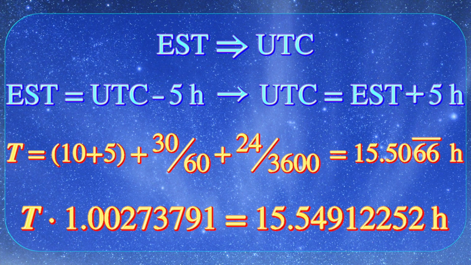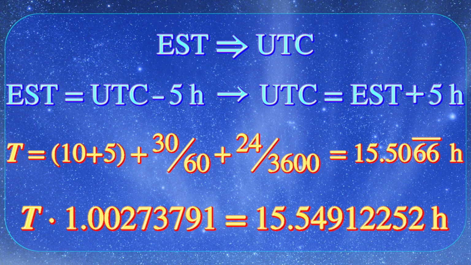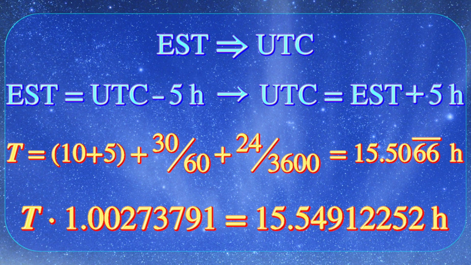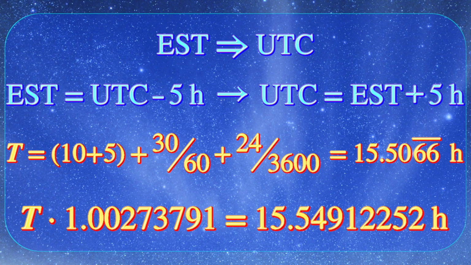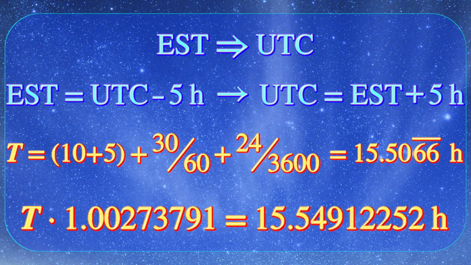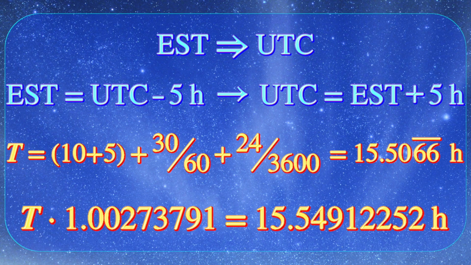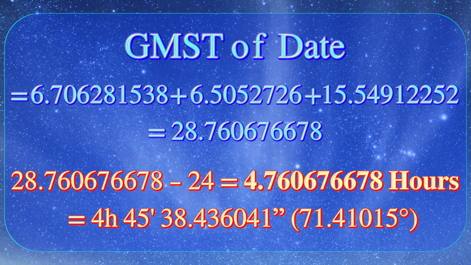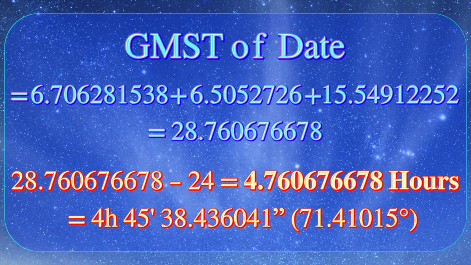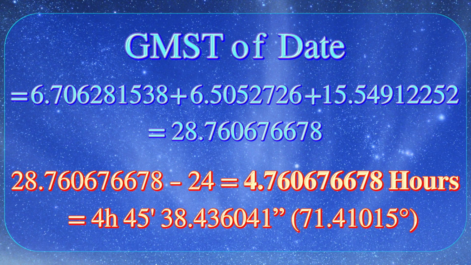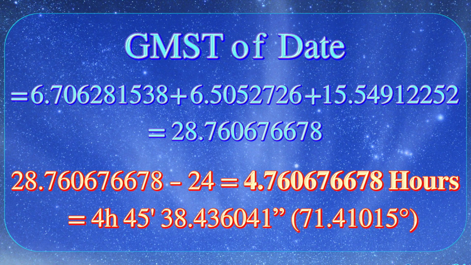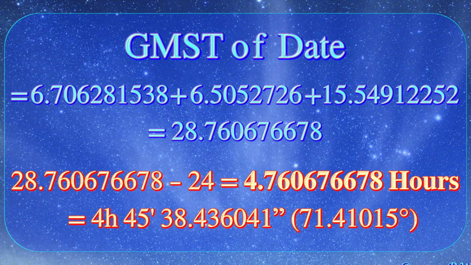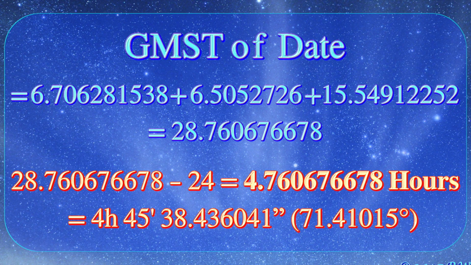Next, we need to convert this time to a decimal, then multiply it by 1.00273791 in order to account for the discrepancy between solar and sidereal time, which results in a value of 15.549122252 hours. Next, we total the GMST from the 2018 epoch date, the sidereal time passage due to sidereal versus solar days result, and the compensated time result, which results in 28.7606 sidereal hours.